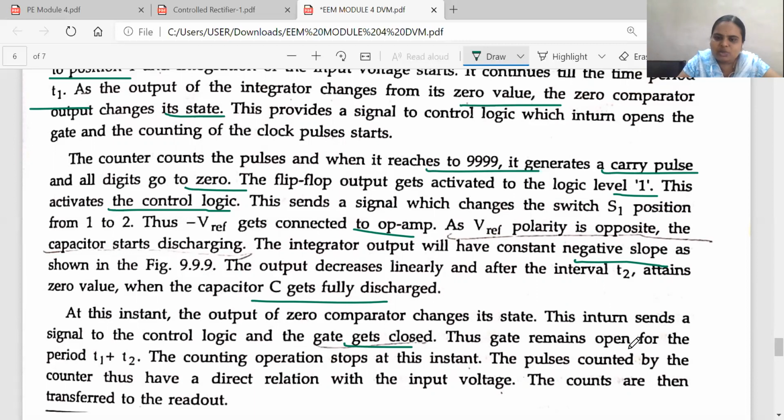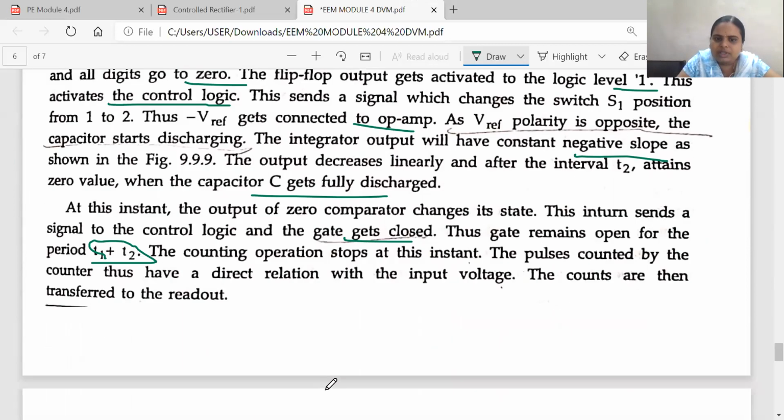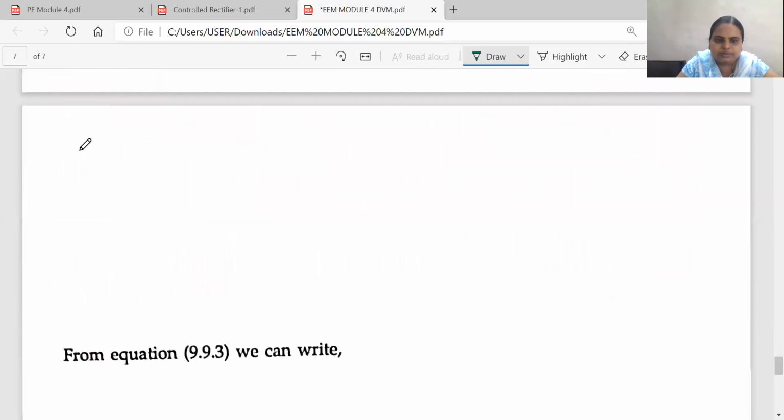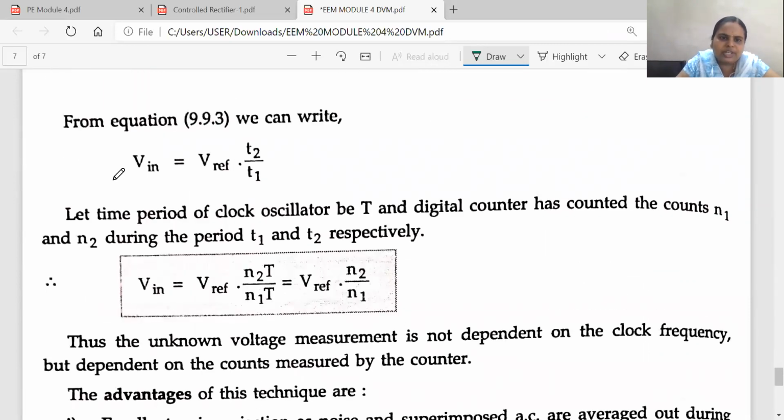Thus, the gate remains open for the period T1 plus T2. The counting operation stops at this instant. The pulses counted by the counter thus have a direct relation with the input voltage. The counts are then transferred to the readout. Therefore, we take the equation we got earlier: Vin is equal to V reference T2 divided by T1.